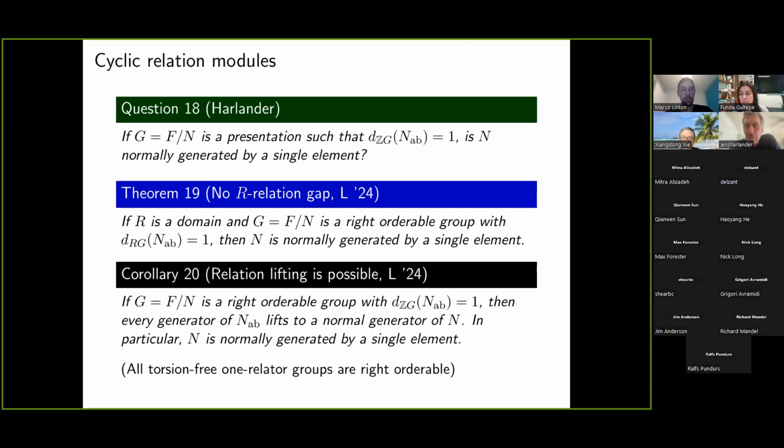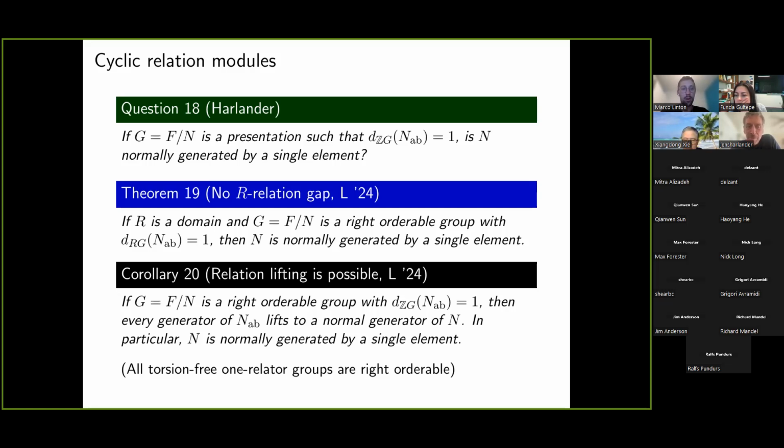Well, in this case, all these groups with cyclic relation module are going to be one-relator groups, because you're assuming right orderability, and so that will be locally indicable. I'm just saying how to get away from that assumption.